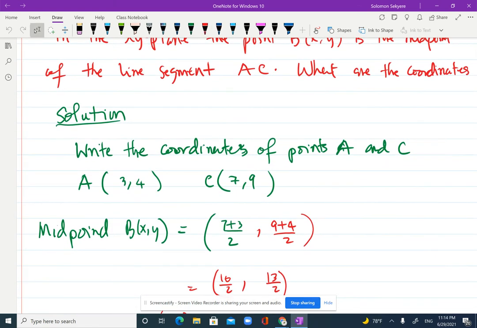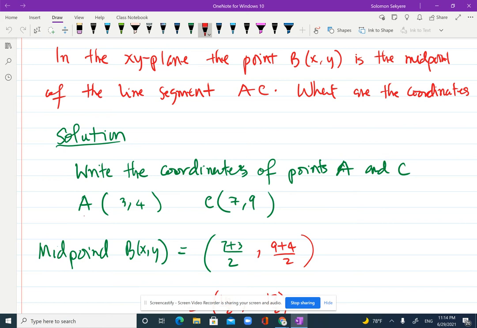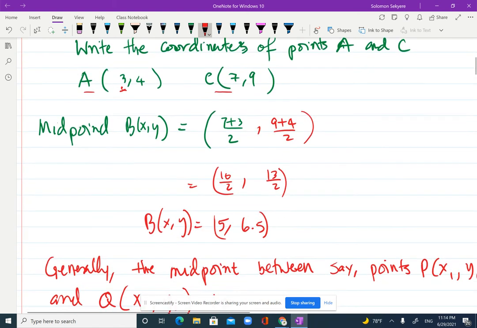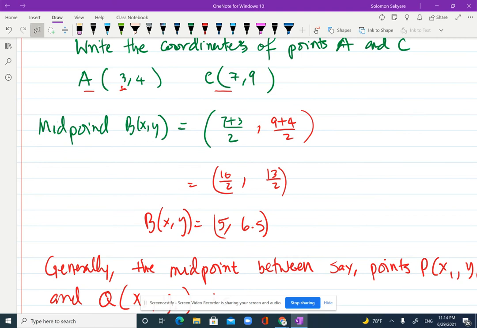So what you do is, the point A and the point C, the midpoint, which is halfway, you add the x coordinates. When we're doing the distance, we subtract and we square. That's different. For midpoint, you add the x coordinates, divide by 2. You add the y coordinates, divide by 2. And here we go. You have the midpoint B, that's 5 and 6.5, or 13 over 2.